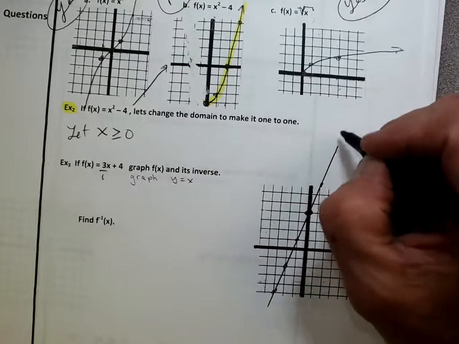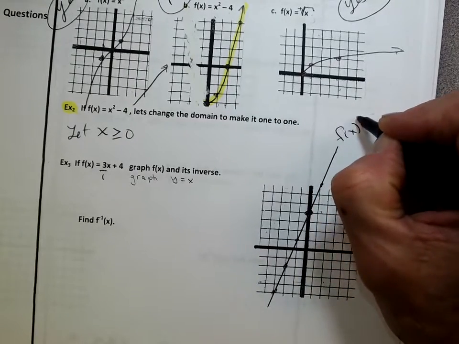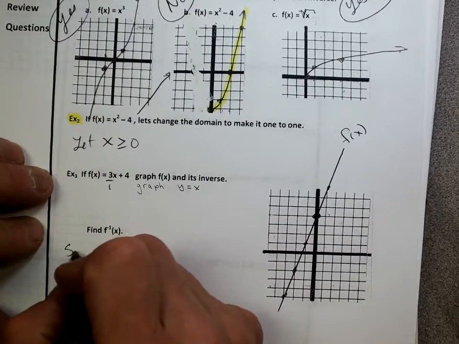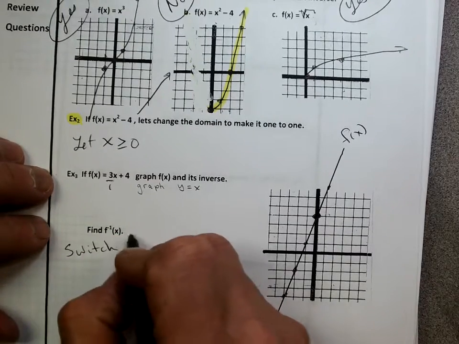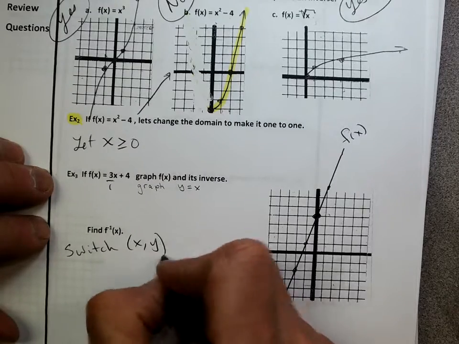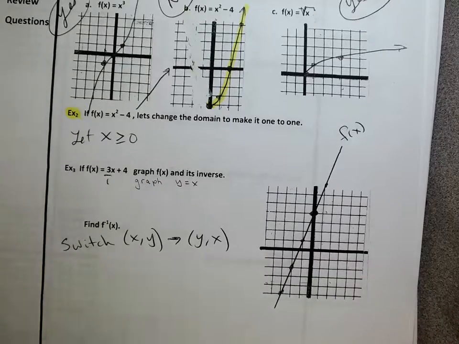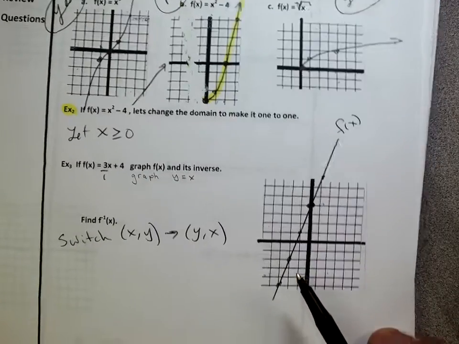That's f of x. Now, we are going to find f inverse by switching x, y points to y, x points. Okay, now it's really easy, but you got to pay attention. Super easy, but you have to pay attention.